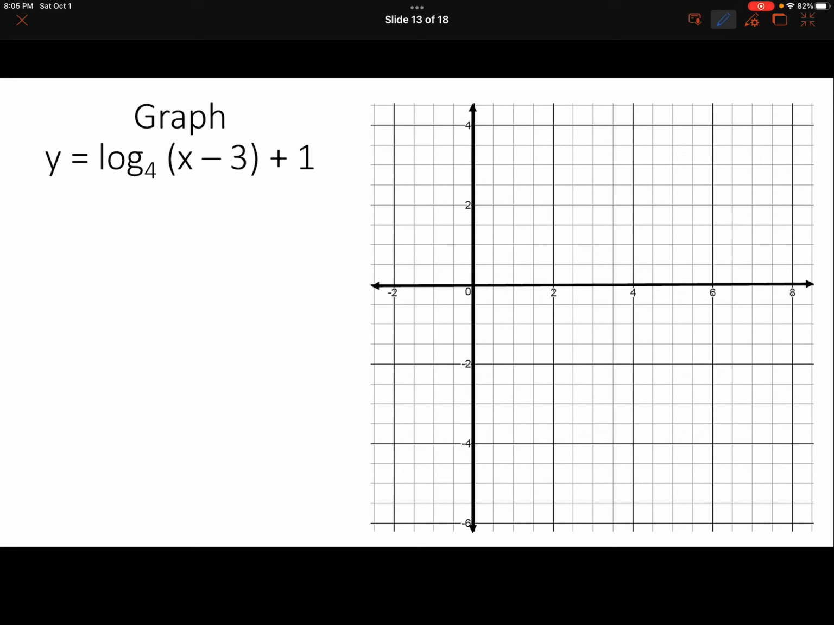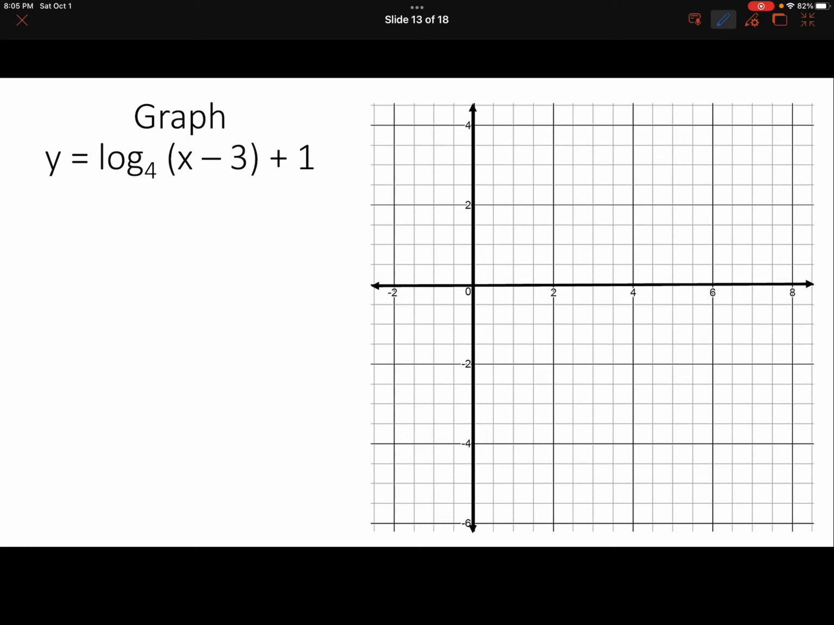So let's do one more example. Log base 4 of x minus 3 plus 1. Decide which method works best for you. Probably not the first method of having to convert this to an exponential first, then picking values for y to plug in to find out what the values of x are.